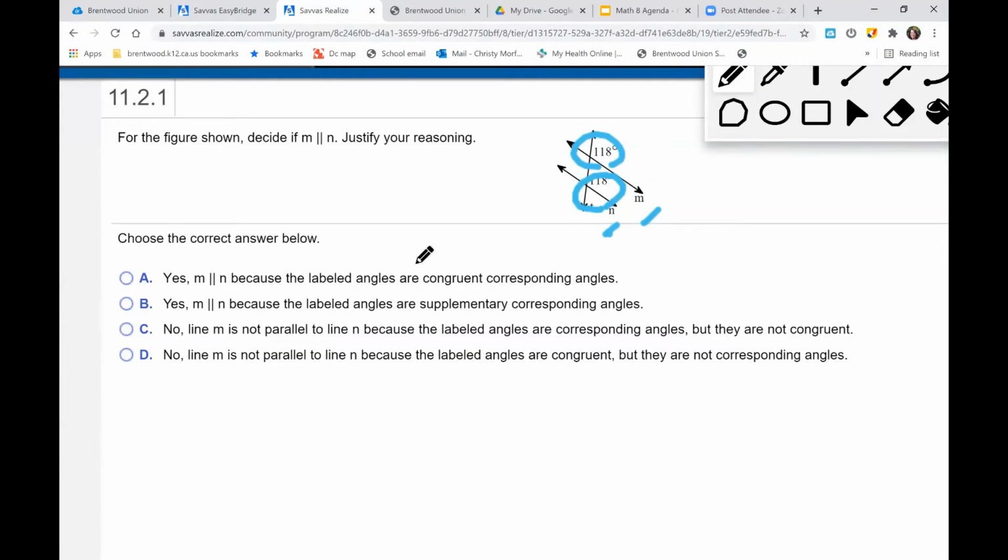A says yes because they're congruent. B says yes because they're supplementary. Well, I haven't even taught you that word, but if you remember from either last year or 6th grade, supplementary means they add up to be 180. And that definitely does not add up to be 180. So there's your answer. Yes, they are parallel because they're congruent and they're corresponding, meaning they're the exact same measurement.